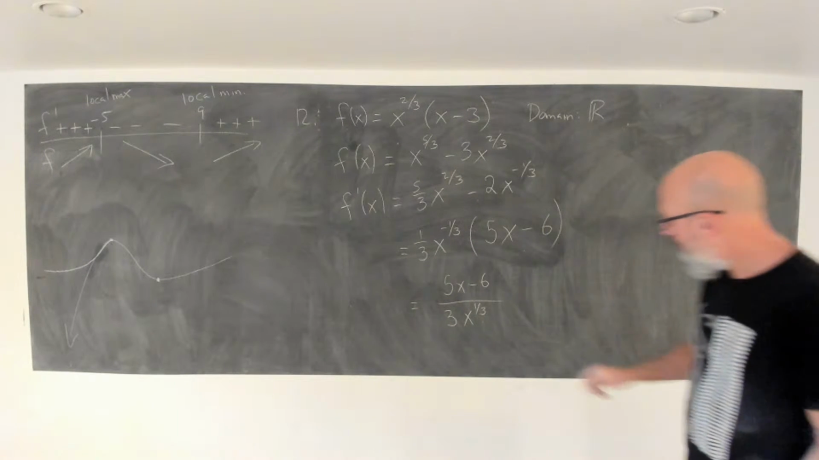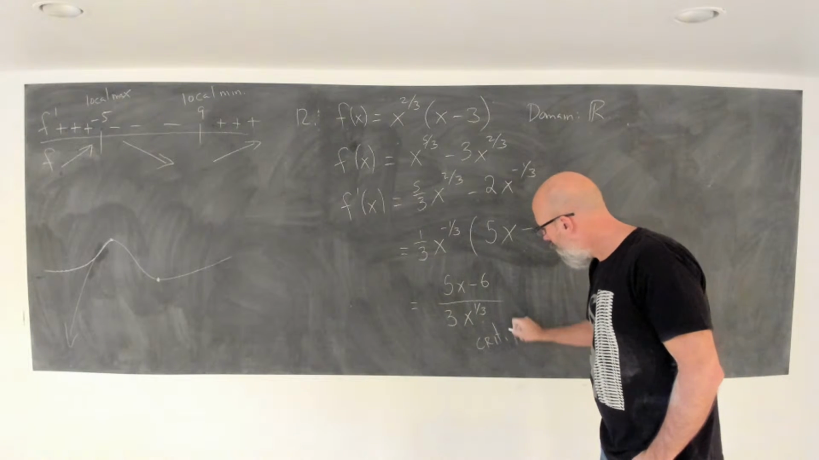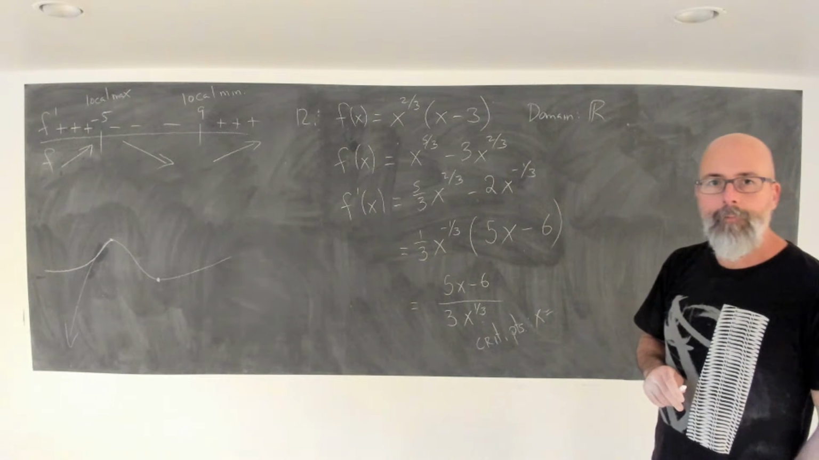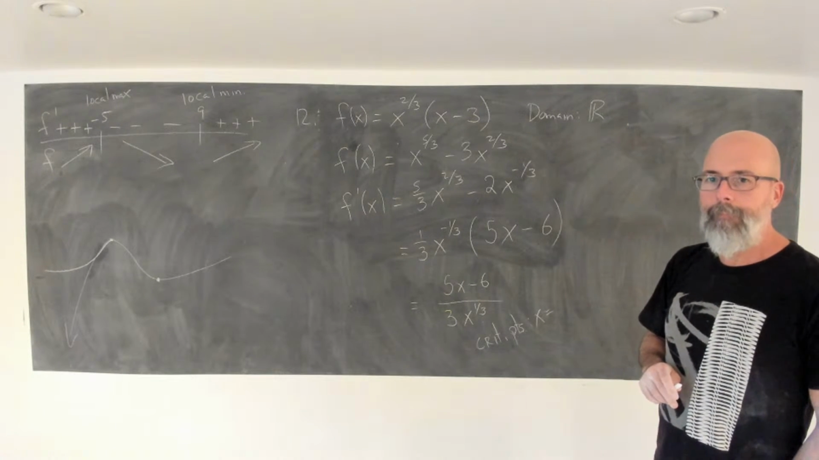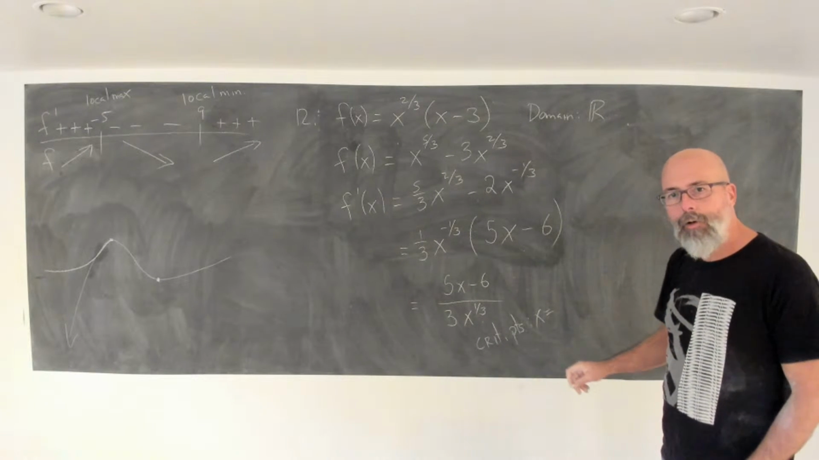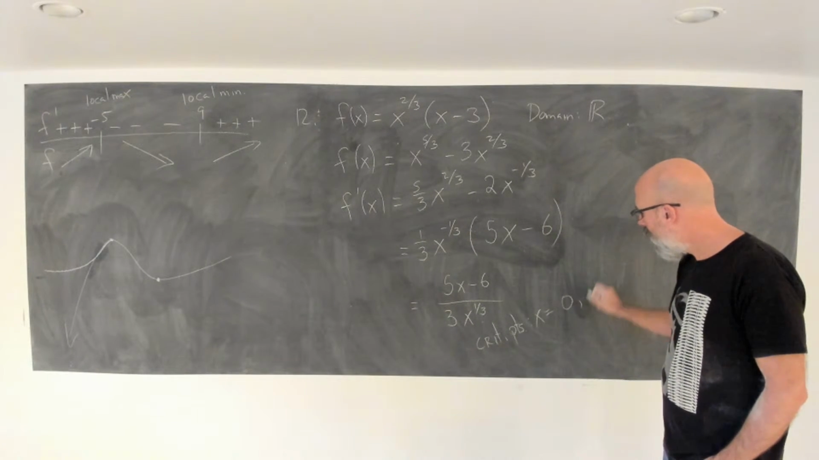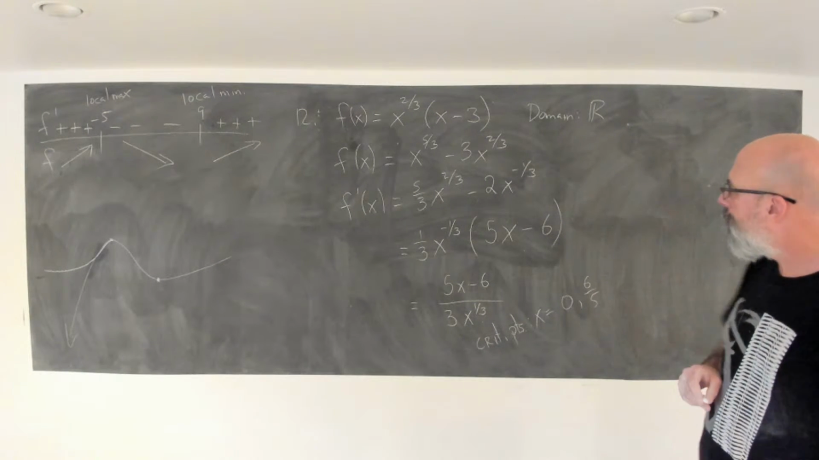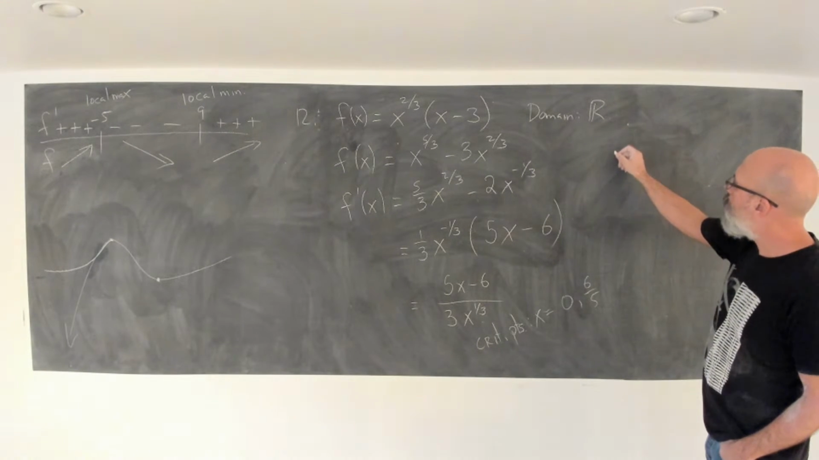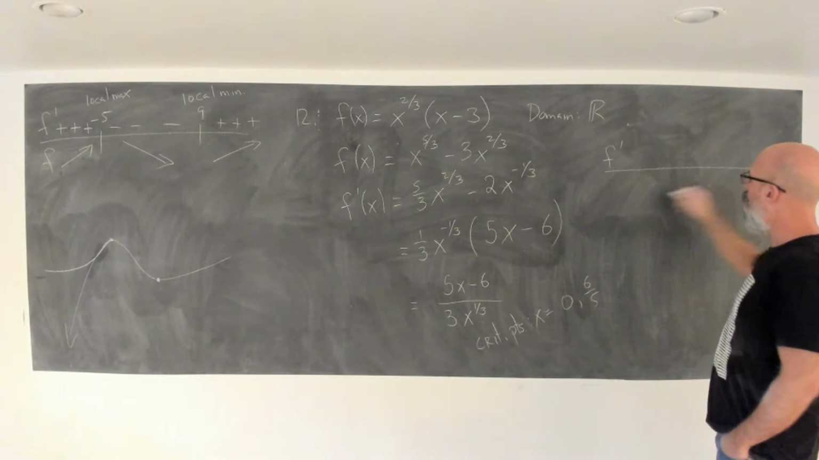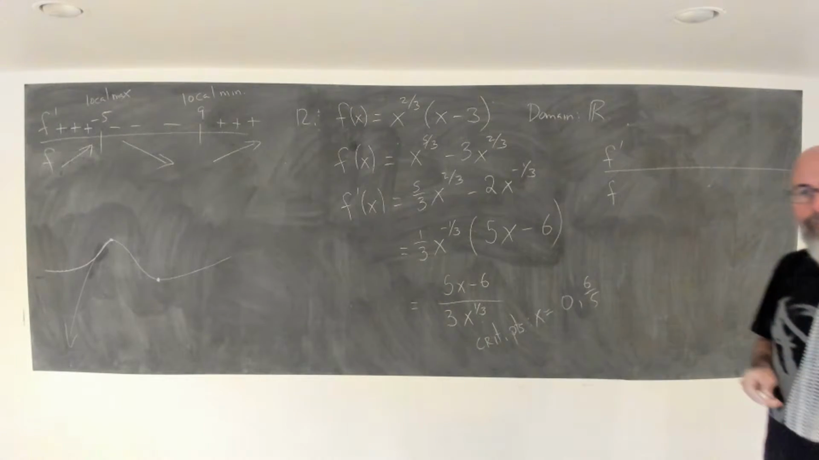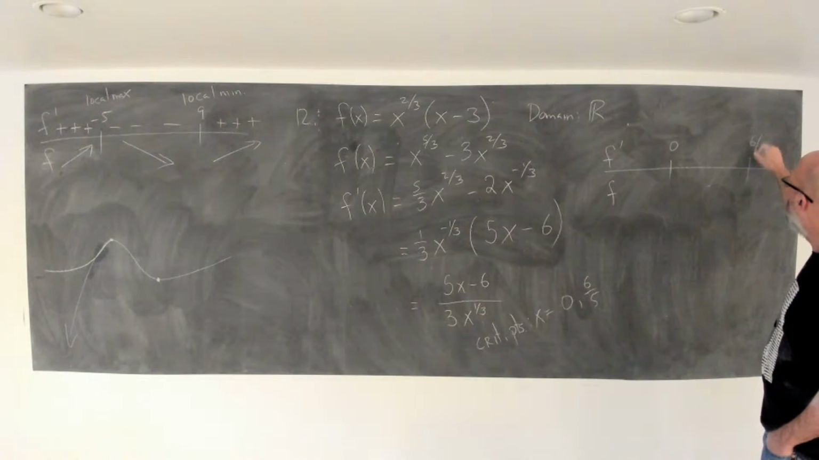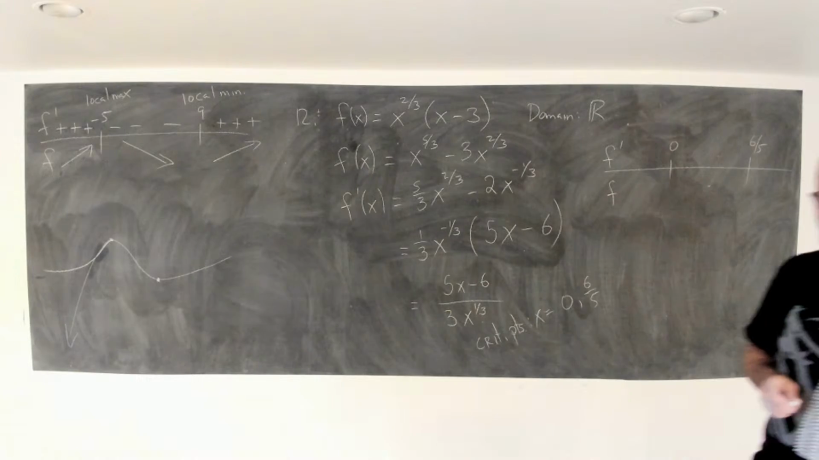What are the critical points? Zero and 5 over, and what is it? 6 over 5, thank you. 0 and 6 over 5, right? It's all good. So let's do a first derivative chart, labeling these points.